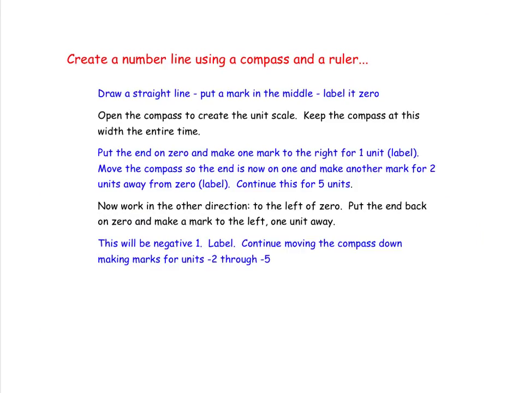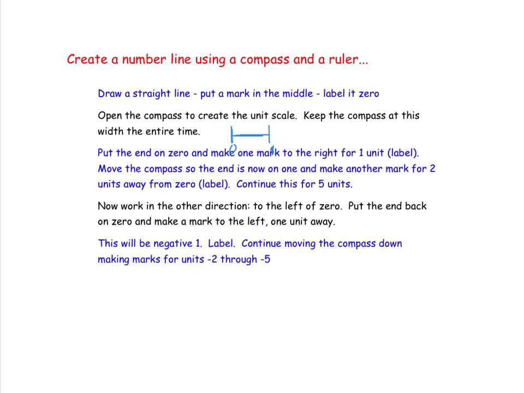So this part, you're going to have to pause and do on your own. You're going to create a number line using a compass and a ruler. The more you know about number lines, the easier it will be for you to use it. So first you're going to get a ruler and draw a straight line, putting a mark in the middle and labeling it 0. Then you're going to open up the compass to create the unit scale. So I wouldn't open it up very much, maybe this far apart. So this would be your 0, and then this would be your 1.